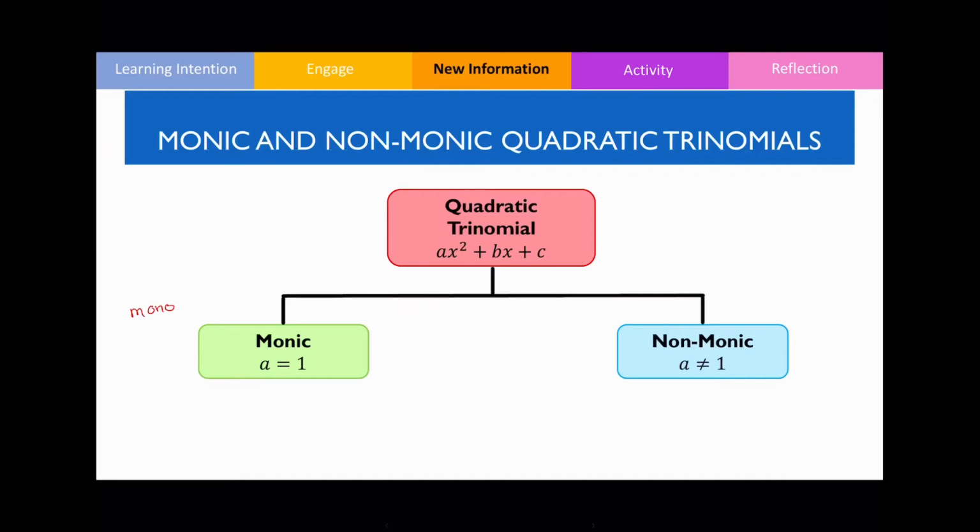So therefore, this is a quadratic expression where the value of a, or the number in front of x squared, is equal to 1, whereas something that's classified as non-monic is going to have a value that's different from 1, okay? So I'm just going to show you some examples. On the left hand side, these 2 expressions are considered to be monic quadratic trinomials because they've got a 1 in front of x squared, whereas these examples have other numbers other than 1, so therefore this is considered to be non-monic.